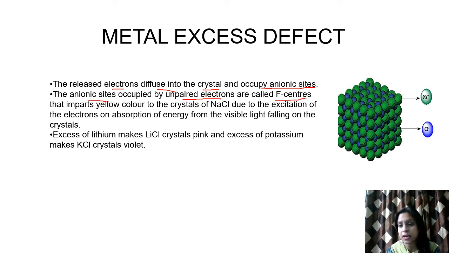As you can see here, the blue balls are shown by the chloride and the green balls are shown by the sodium. So in the NaCl crystal, Na positive and Cl negative are placed. Such a crystal usually imparts a yellow color to the NaCl because of excitation of electrons on absorption of energy from visible light which falls on the crystal.